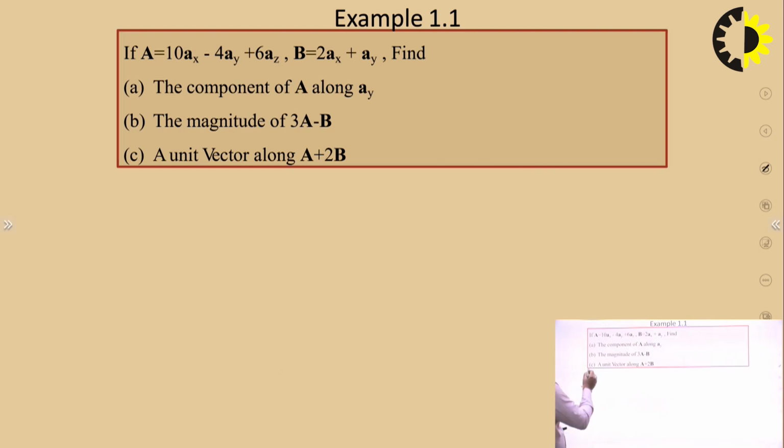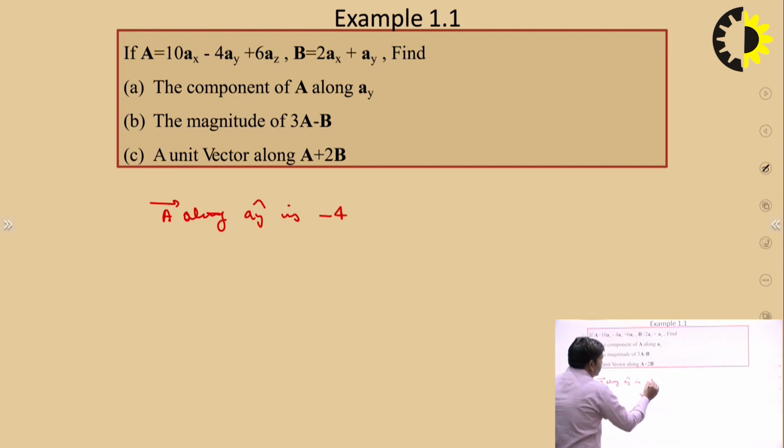So what is the meaning of vector A? Vector A is 10ax minus 4ay plus 6az. So the component of A along the ay direction is minus 4, because minus 4 is the coefficient along ay.